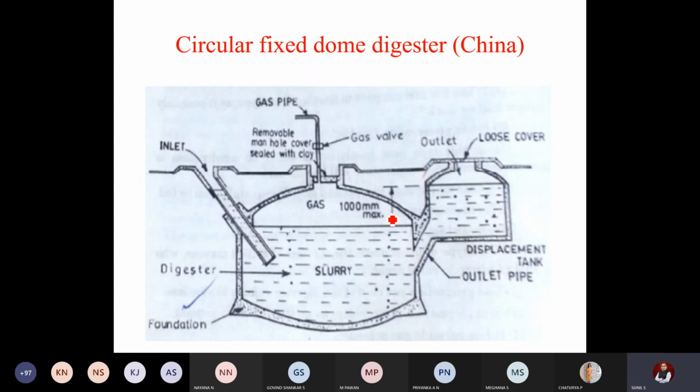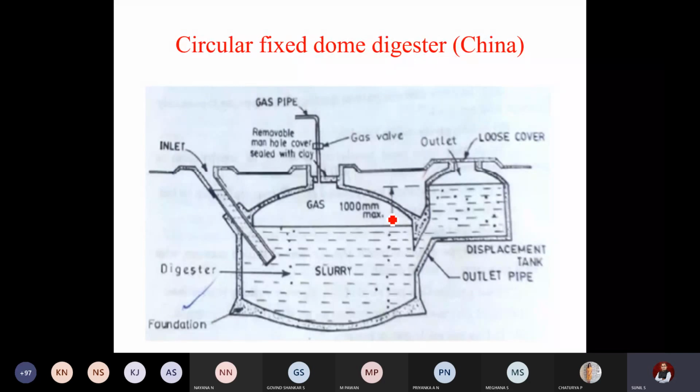Okay. So the design of this plant is of Chinese origin. That is why, as I told you, it is called the China model. It almost looks circular, so circular digester, and the dome is fixed as compared to that of the Indian design, so it is also called the circular fixed dome digester. It was introduced under the name Janata model. It is also called the Janata model in India.